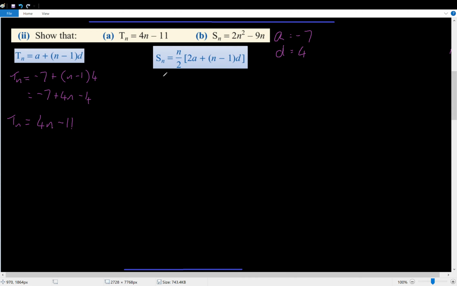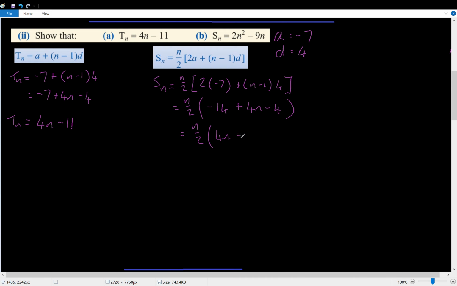And for part B, Sn is going to be equal to n over 2 times 2 times minus 7 plus n minus 1 times 4, like so. And when we tidy that up a bit, we're going to have n over 2 times minus 14 plus 4n minus 4, like so. Now if we tidy that up a little further, n over 2 times 4n minus 18.